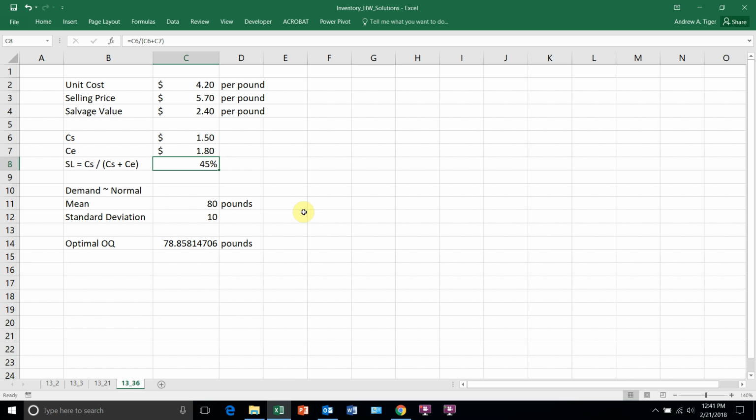denominator. They tell us demand is normal with the mean of 80 pounds and a standard deviation of 10 pounds. Based on that and a normal distribution, and we need to have a service level of 45%, we could calculate the optimal order quantity using the norm.inv function. Our first input is our service level, and then we put in the mean, the standard deviation, and it tells us about 79 pounds. Okay, that's the inventory homework.